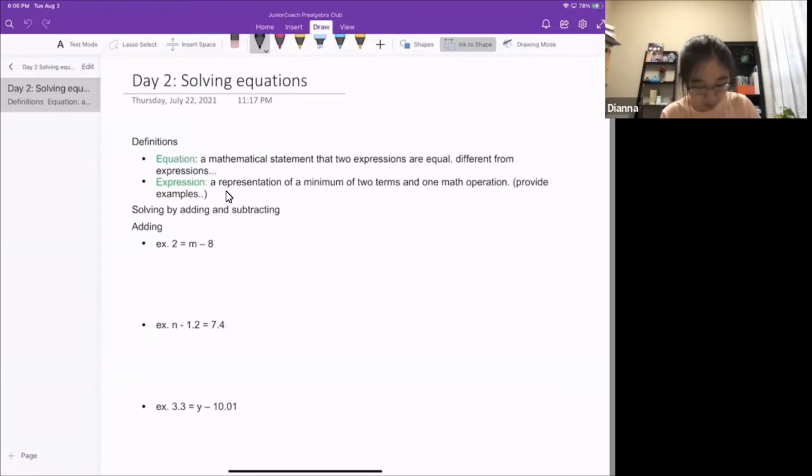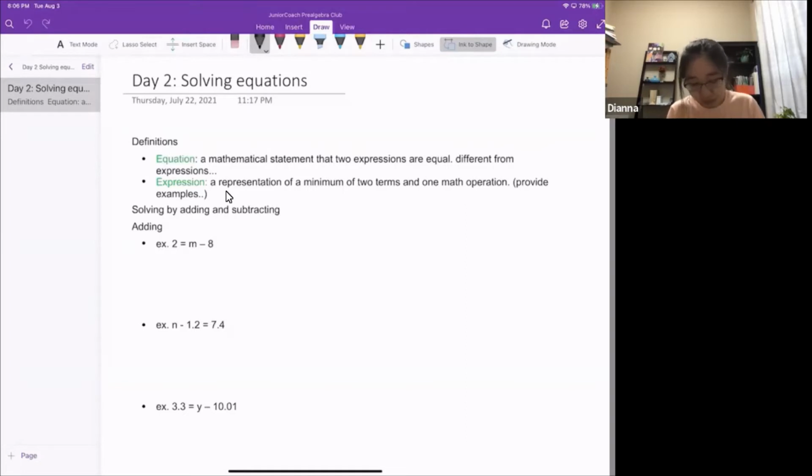Okay, so I'm going to go to some practice problems. The main point of these practice problems is to solve for the given letter or variable. So we're trying to do everything that we can in our power to get that letter by itself. And so we have solving by addition, or adding. Our first example says 2 equals m minus 8. And m is that letter that we are trying to get by itself. And so how do I do that?